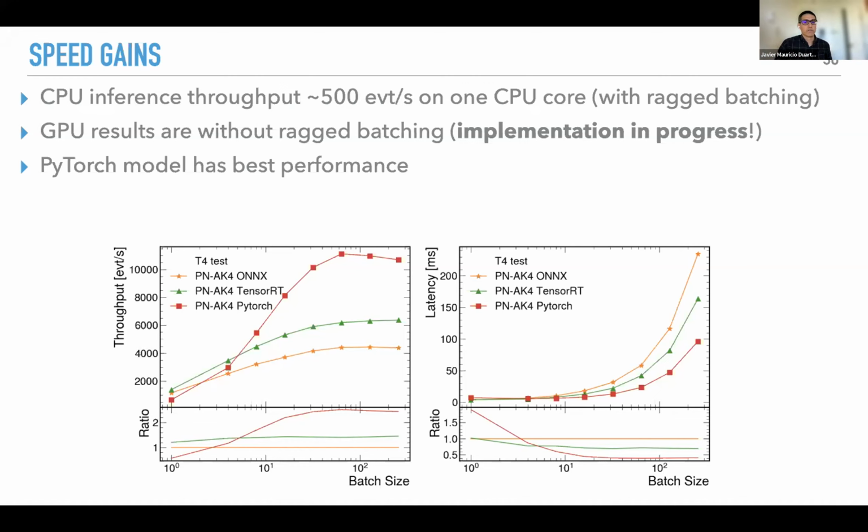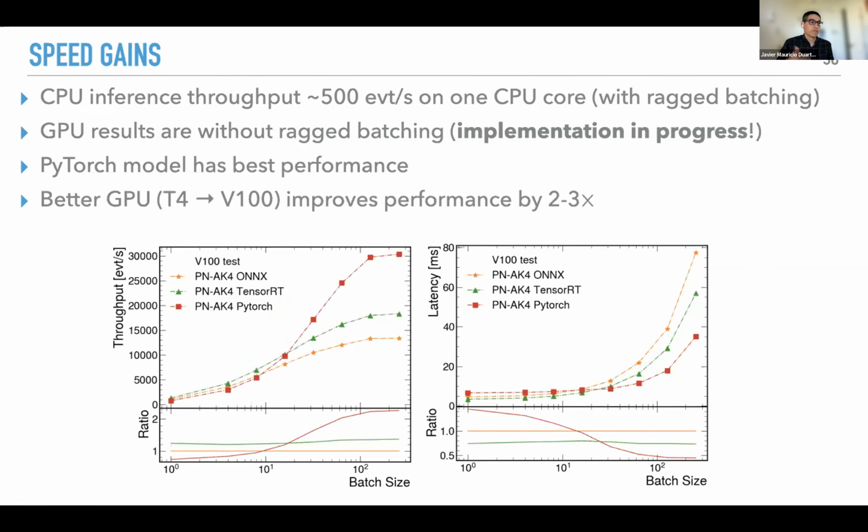But nonetheless, the CPU inference throughput on a single CPU core is about 500 events per second. Whereas running this on a T4, and this is just a few different tests, the one you can focus on is the red curve there using the native PyTorch model. Depending on the batch size, we can actually improve this throughput up to 10,000 events per second. Of course, this is an extremely large batch size, but still you can get the idea that the gains to be had are quite large. And also the latency can be much smaller than what we have on a CPU.